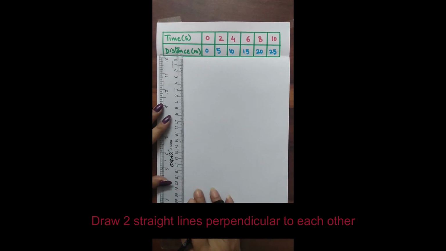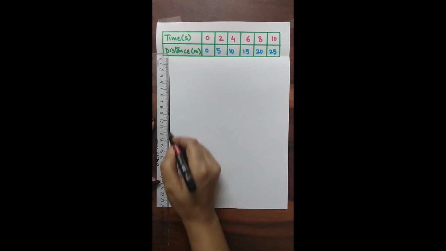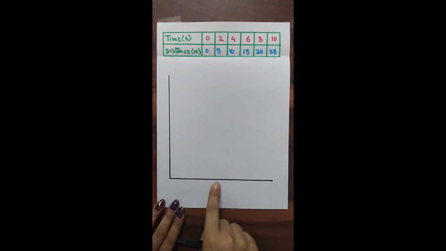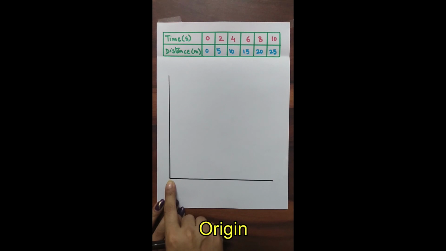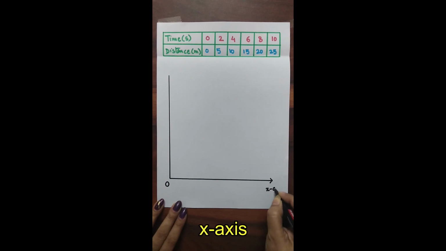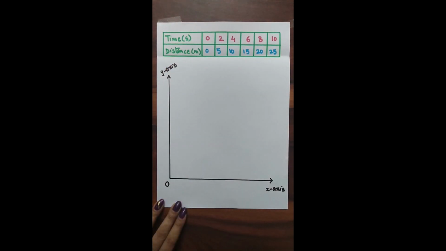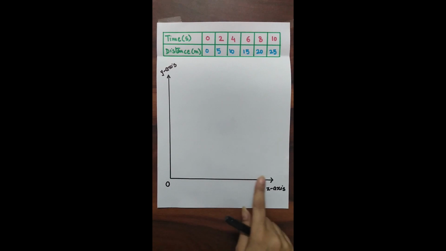So for this we will draw two straight lines at right angle to each other. These two lines represent the two axes and the point of intersection of the two axes is called the origin. So we write down O here. This is the x-axis and here is the y-axis. The dependent quantity is plotted on the vertical axis, that is the y-axis, and the independent quantity is plotted along the horizontal, that is the x-axis.